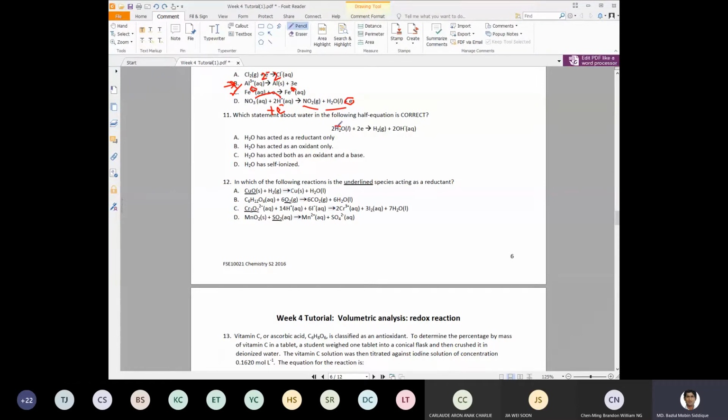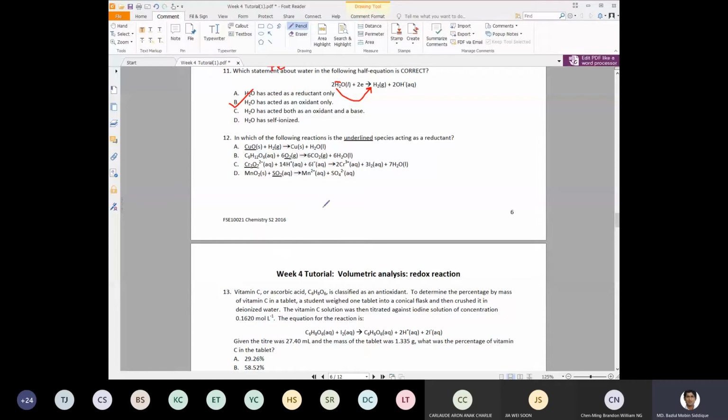For the first option, water is reduced, so it is not a reductant. It cannot be a reductant because it is itself reduced. Water has acted as an oxidant only. That is quite fair, because it becomes reduced, so it oxidized the other. All right, so this is the correct answer, B.